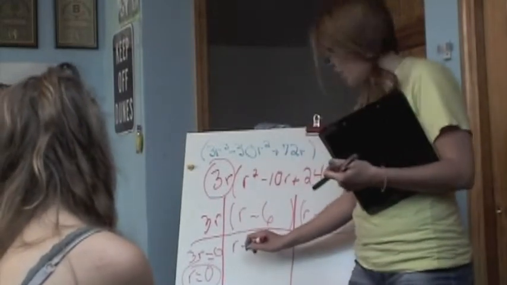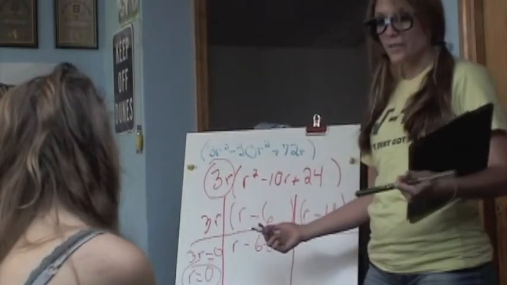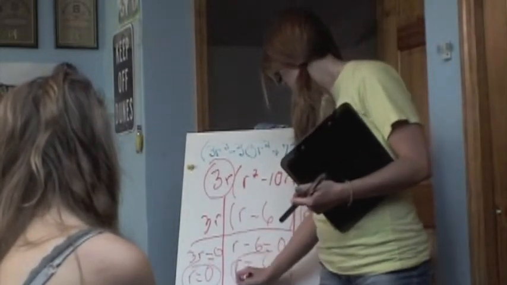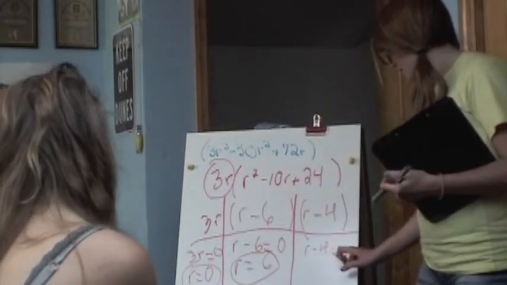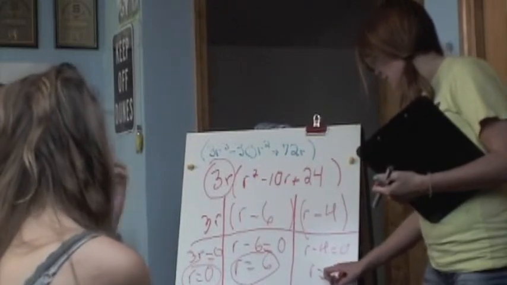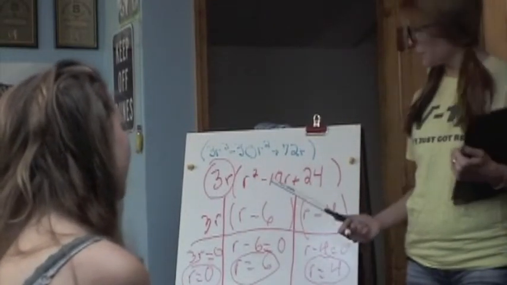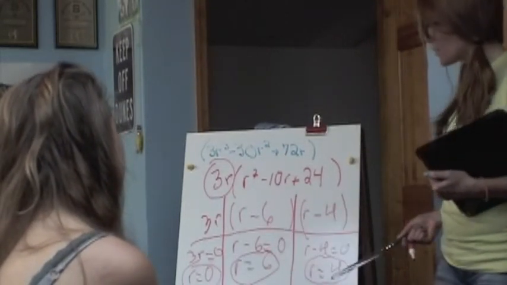For the next, r minus 6 equals 0. So add over the 6, r equals 6. And r minus 4 equals 0. R equals 4. This one isn't too hard. Therefore, our three roots would be r equals 0, r equals 6, and r equals 4.